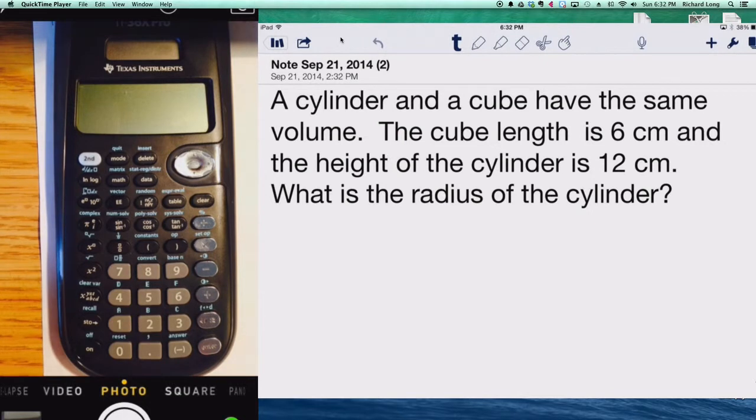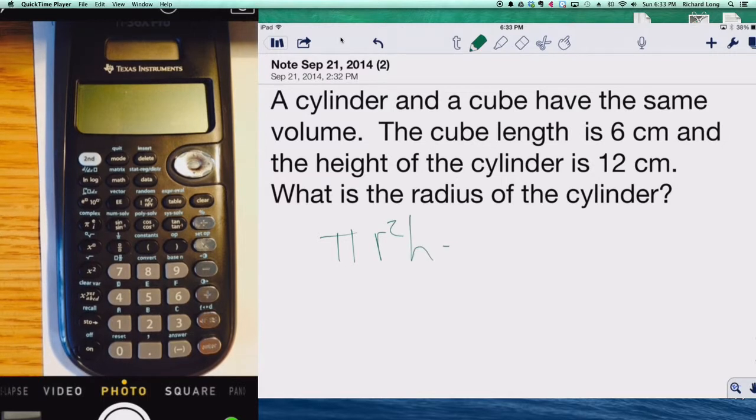What we want to do is take a look at this problem here. This is a typical problem you might encounter in grade 9 or 10. How would we solve this with the support of the calculator? Well, there's a few things that we would do first, I think. We would probably write down the formulas.